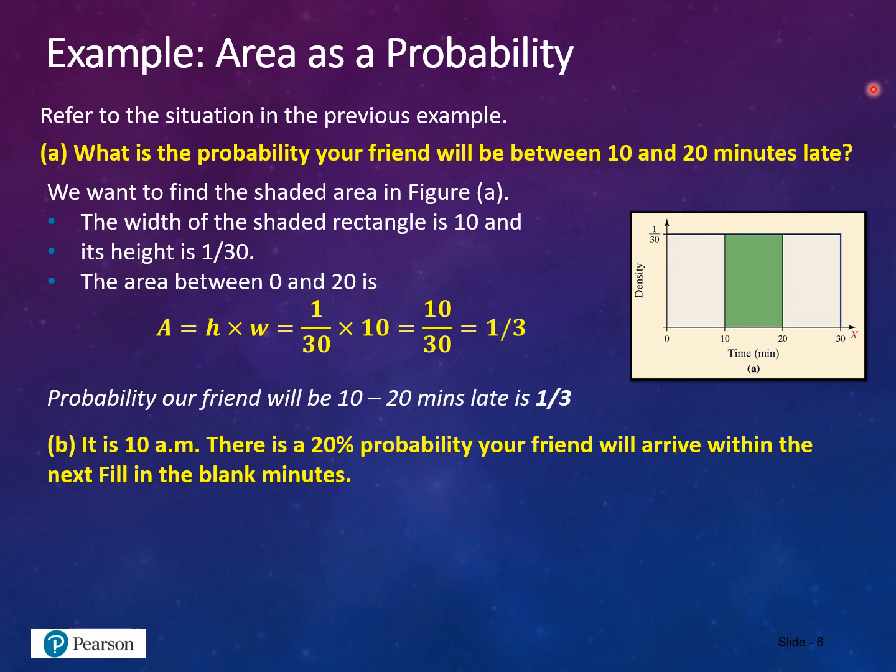So the probability our friend will be 10 to 20 minutes late is 1/3, or 33%. Let's look at the next question.